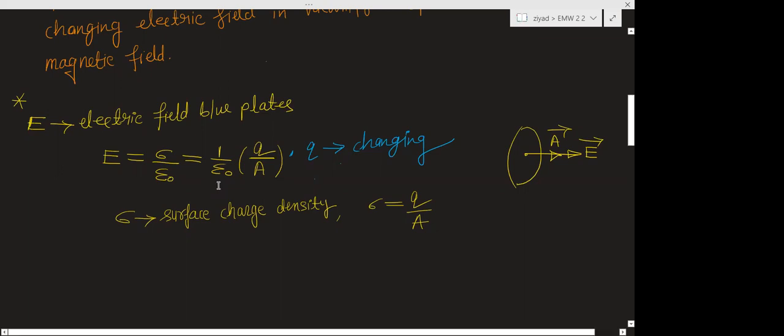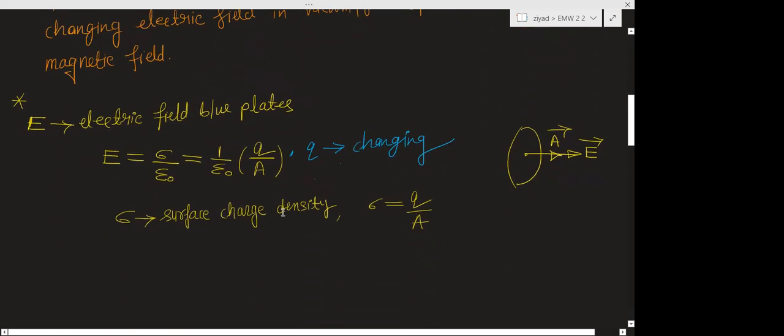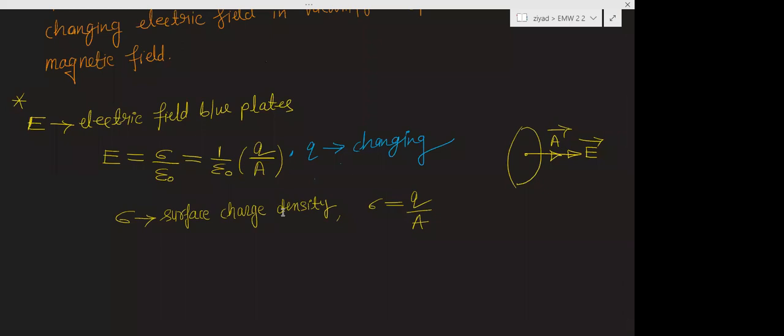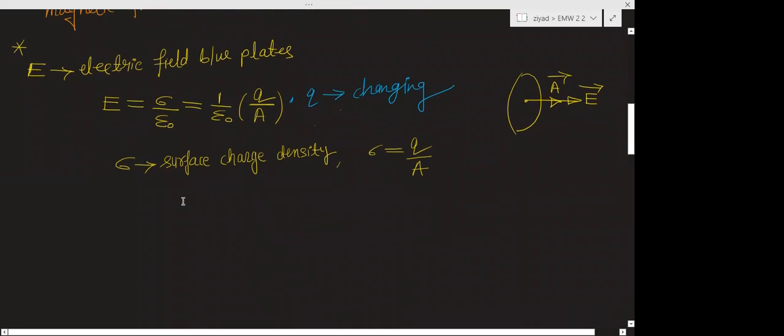So why are we putting charge divided by area? Because this charge is changing here. And with the help of this, we will get a formula that you will get to know later. Why we are putting this value, you will see. So basically, this is the electric field value we get here.